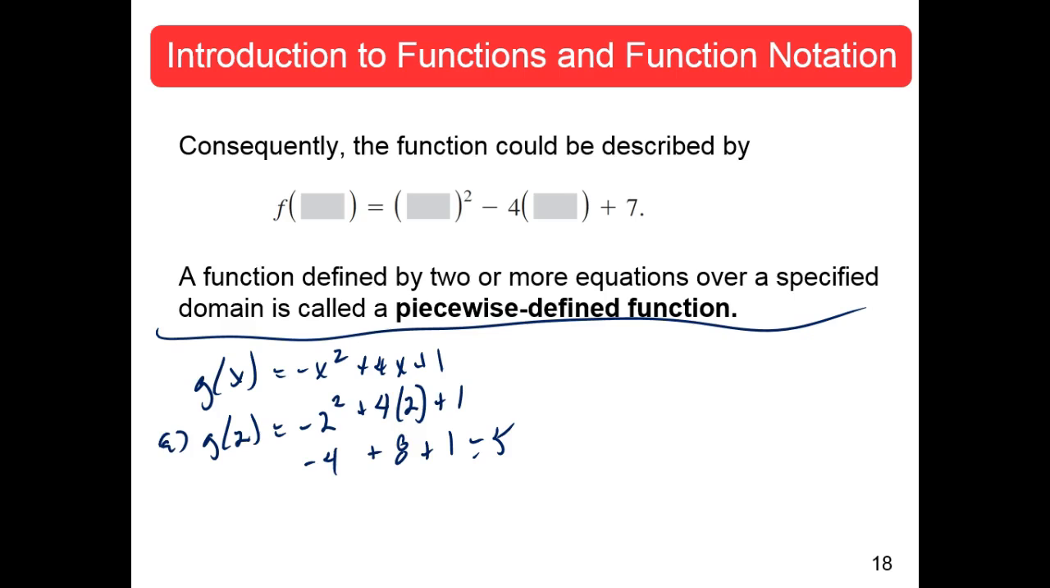They did. Now, the second one says, what is g of t? What would that be? Negative t squared plus 4t plus 1. Perfect. So easy. Okay? But how about this one? What is g of x plus 2? What? What would you do with that?